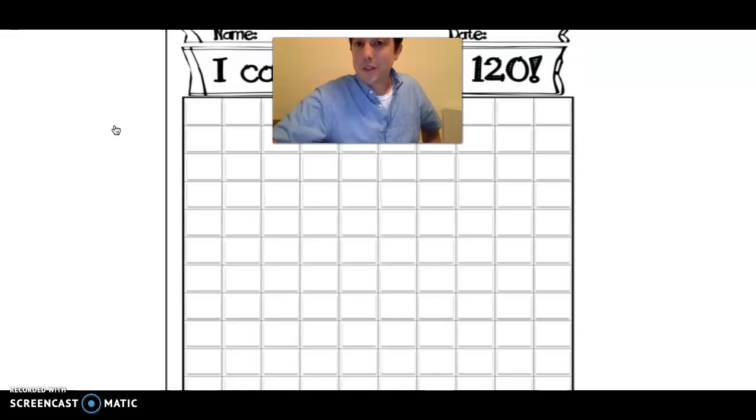I can write to 120. This could be a great way to show parents how well their academic math skills are coming along. This could obviously be a goal set out, they want their student to write to 120 because that's what the teacher kind of requires.